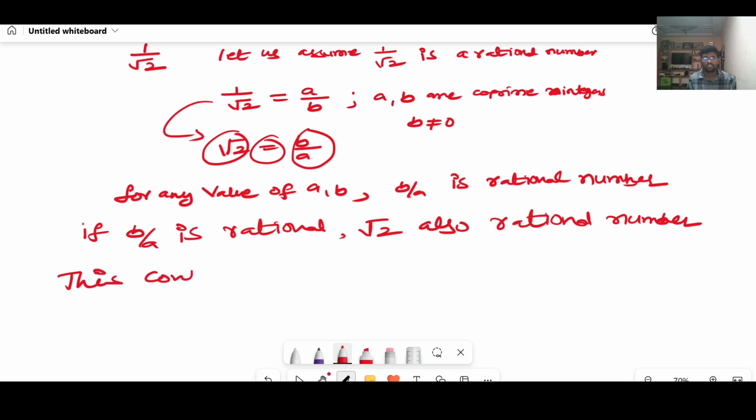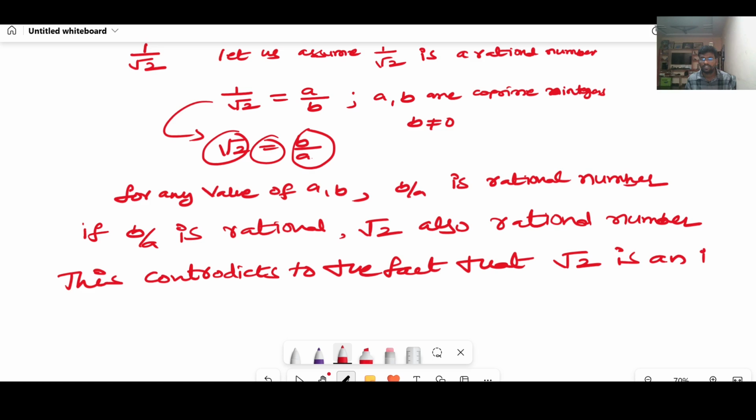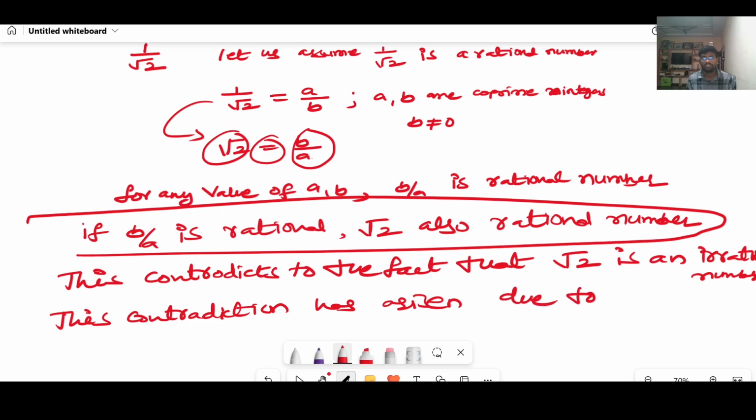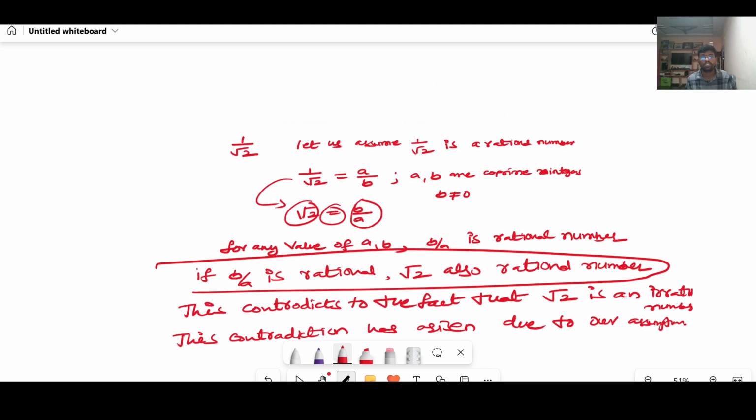Therefore this contradicts the fact that root 2 is an irrational number, right? If it is a contradiction to whatever we have discussed here, that root 2 is an irrational number, then why has this contradiction arisen? This contradiction has arisen due to our assumption. Therefore, because of our assumption only, this contradiction has arisen, right?